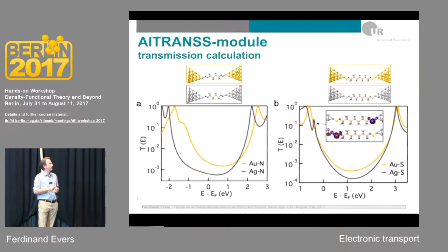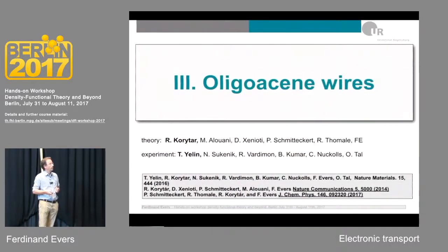Transmission for gold much larger for silver. Here, transmission much more similar. And presumably, if we would have a better functional, then we would even shift below, and we would actually get what the experimentalists observe. Good. That was one very recent example. So now, kind of standard. This is what we do a lot in this field with the experimentalists.